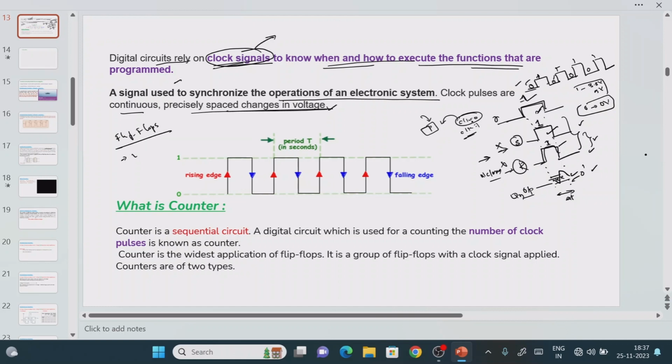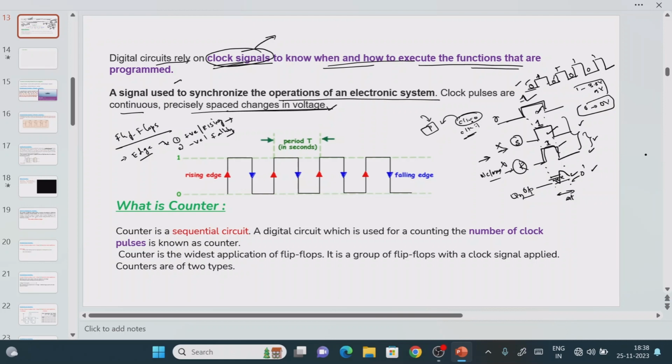So it will work based on the edge triggering mechanism, right? Again, for the edge triggering mechanism we have two types. One is called the positive edge triggering, or we can call it the rising edge, and the second one we call the negative edge triggering or falling edge triggering, right?